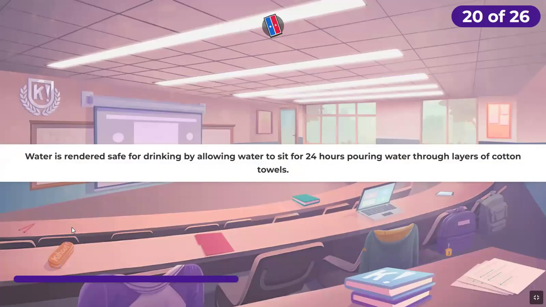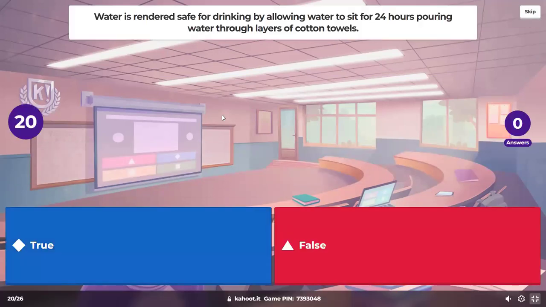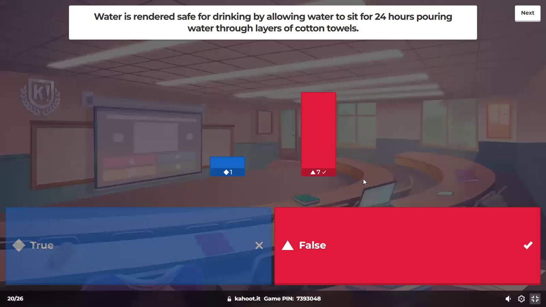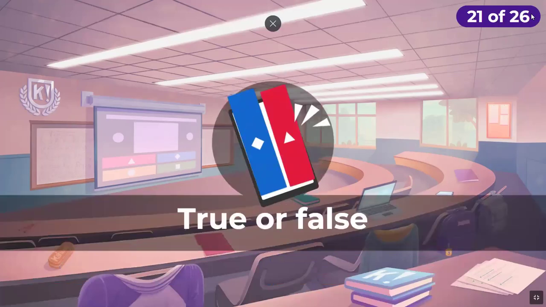Water is rendered safe for drinking by allowing water to sit for 24 hours, pouring water through layers of cotton towels. Does this make water safe for drinking? Yes or no? And it does not. Okay.